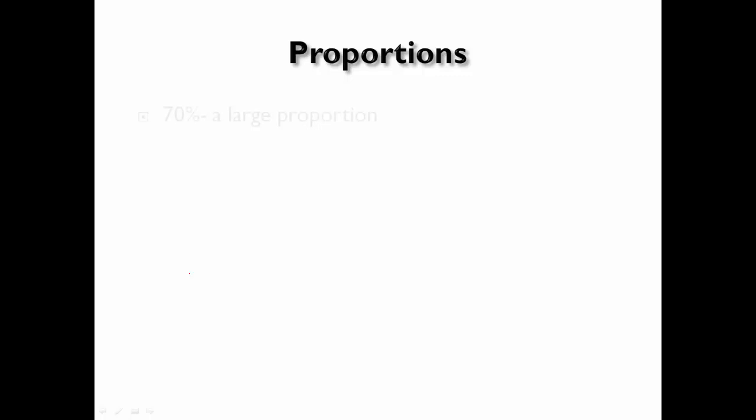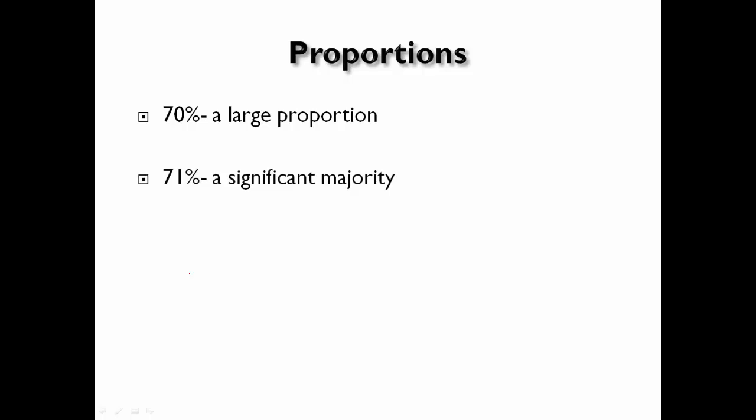You can also use proportions. So 70%, that's a large proportion. Anything over 50% is a large proportion. 71%, you could say a significant proportion. Again, anything between 50 and 99 is a significant proportion, or significant majority, sorry. So anything over 50% is a significant majority.